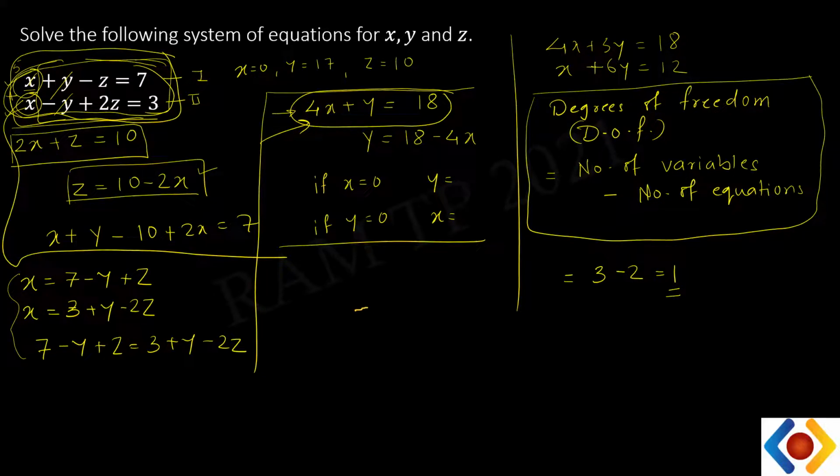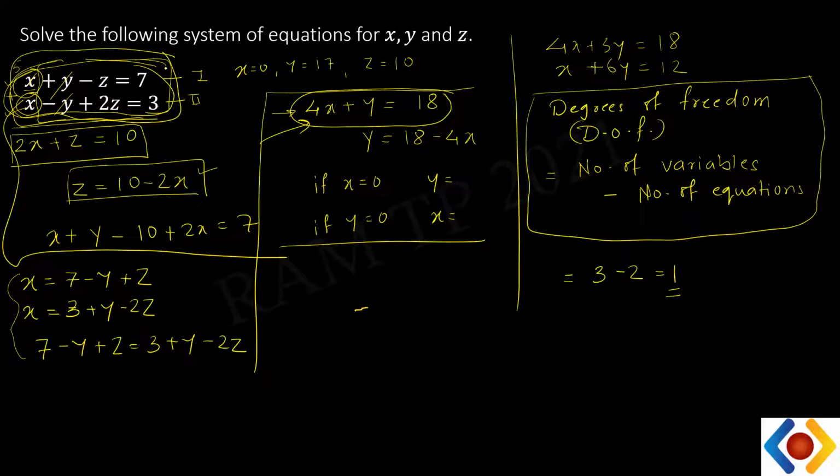Sir, could you repeat what degree of freedom equal to 1 means? Degrees of freedom. Okay. When a system of equations is there, you have to count how many variables there are and how many equations there are, and the difference between the number of variables and the number of equations is nothing but the degree of freedom.